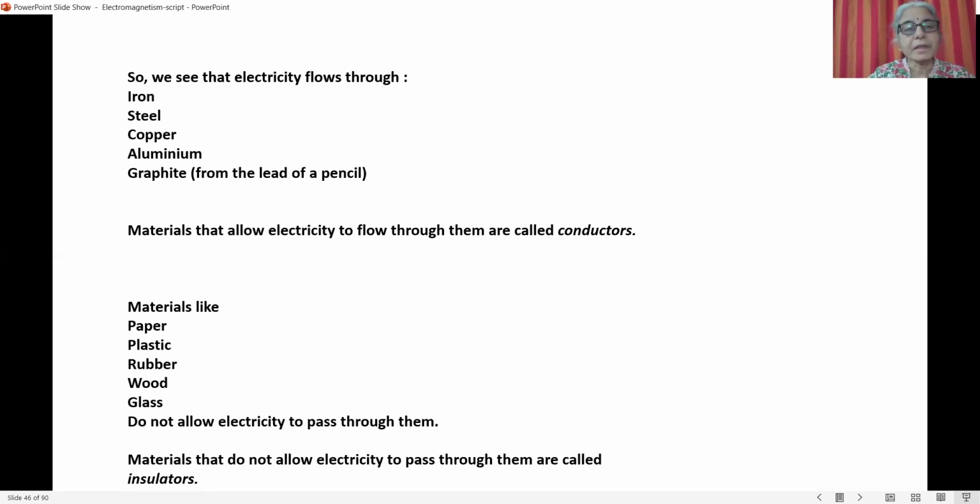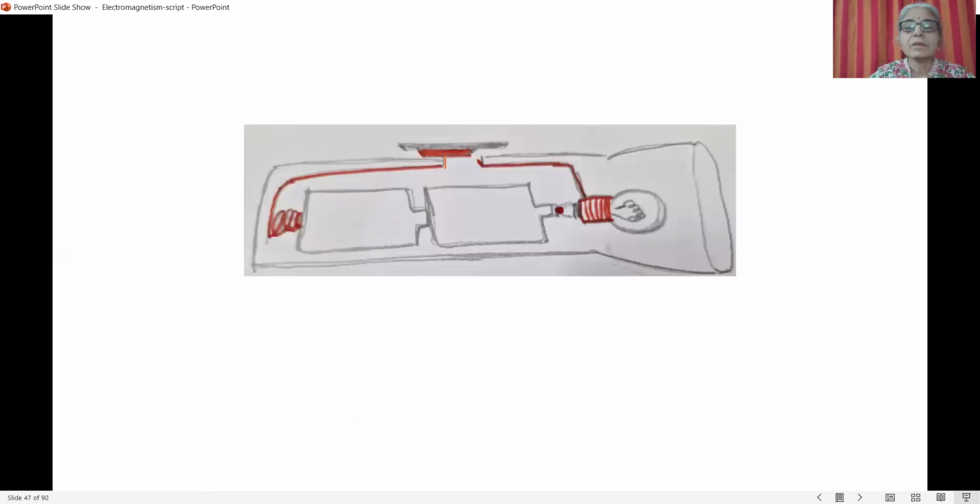So there is a list of materials which allow the flow of electric current, and they are called conductors: iron, steel. So most metals and graphite are conductors. And materials like paper, plastic, rubber, wood, glass do not allow electric current to flow. They are insulators. Now we can look at the diagram of the torchlight again. The switch keeps the circuit open. When you push it forward, it closes the gap and allows the current to flow.